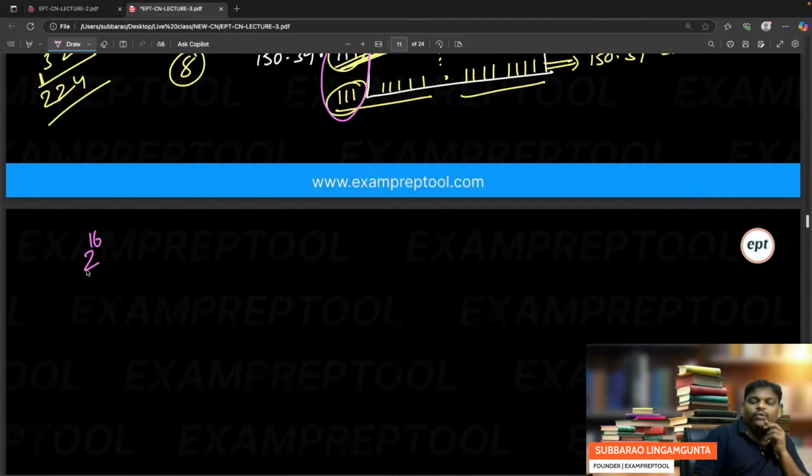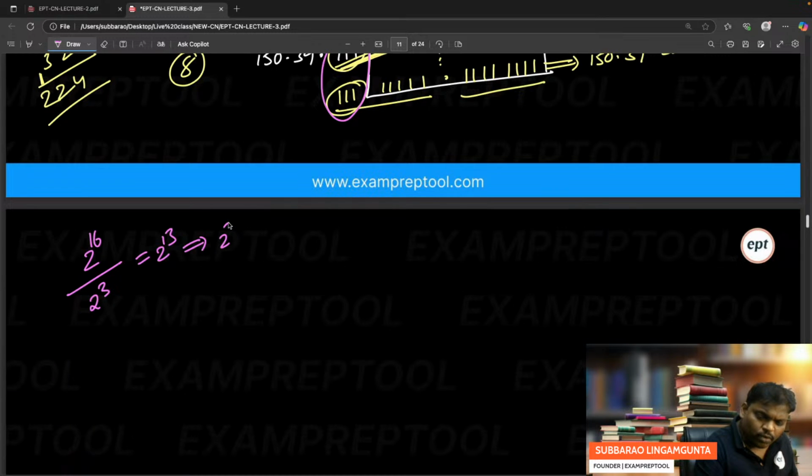You divide it into 2 cube. Understand here. Previously, the number of bits for the host purpose is 16 bits, so 2 power 16. Now you divide it into 8 parts. 2 power 16 by 8 is going to be 2 power 13, which is 2 cube into 2 power 10, which is going to be 8K.